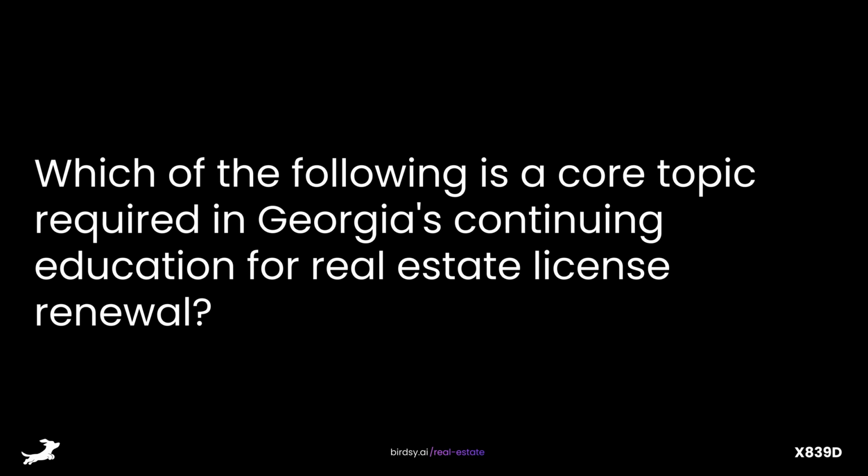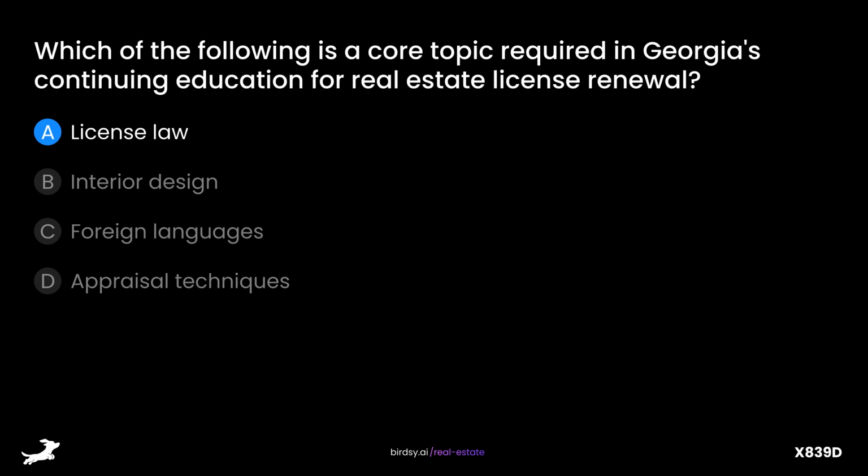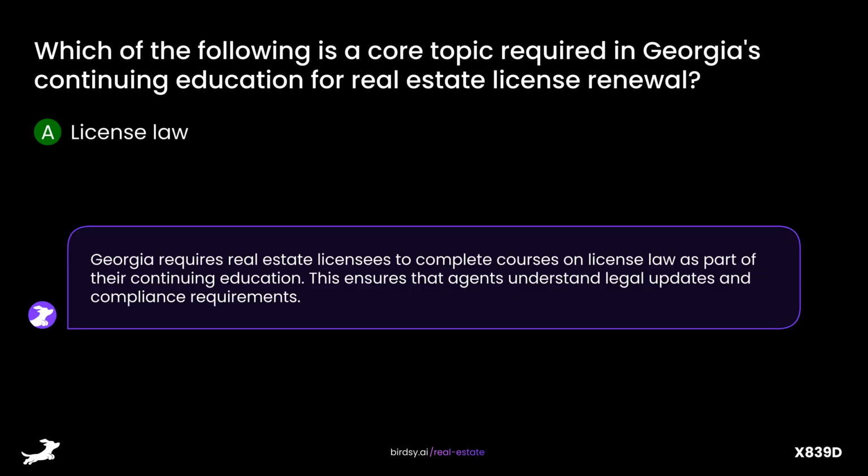Which of the following is a core topic required in Georgia's continuing education for real estate license renewal? Is it A, license law, B, interior design, C, foreign languages, or D, appraisal techniques? The answer is A, license law. Georgia requires real estate licensees to complete courses on license law as part of their continuing education. This ensures that agents understand legal updates and compliance requirements.